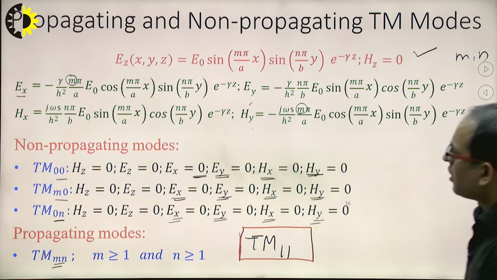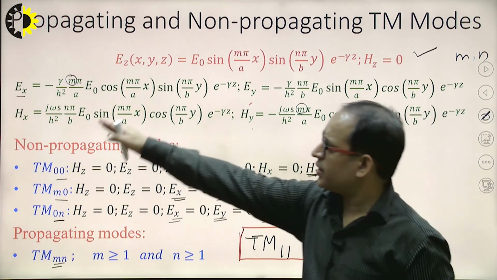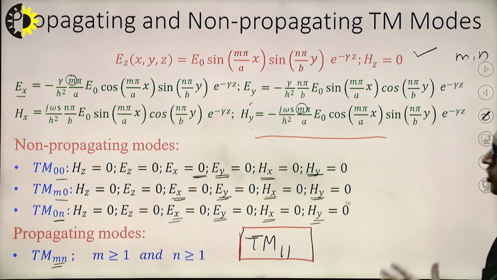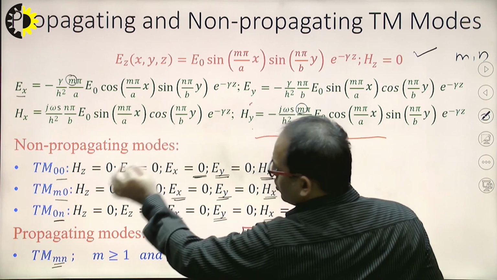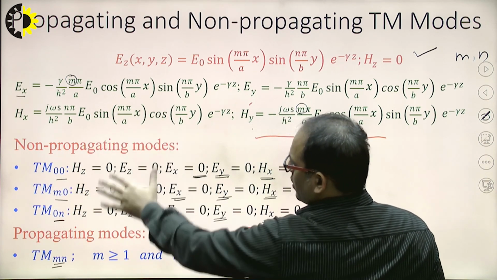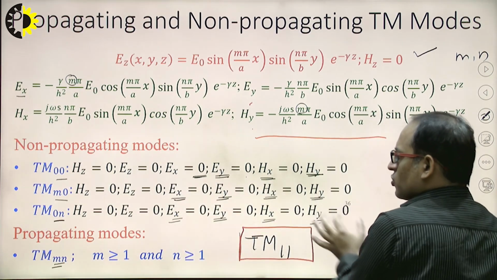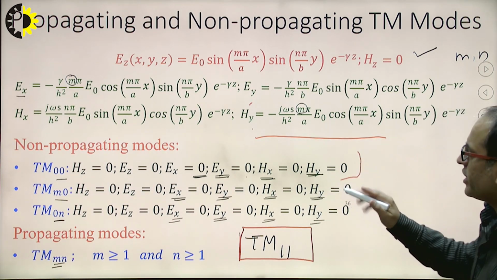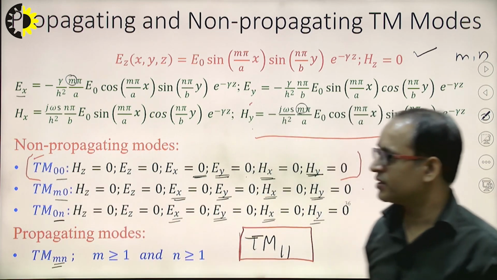Clear? Now see, Ex, Hx, Ey, Hy, these are the overall equations. Now put the value of m equal to 0 and n equal to 0, means TM 0, 0. Put this value here. Now we will see that Ex comes out to be 0, Ey comes out to be 0, Hx comes out to be 0, and all come out to be 0. That's why I can say that these are the non-propagating modes which cannot propagate inside the volume.